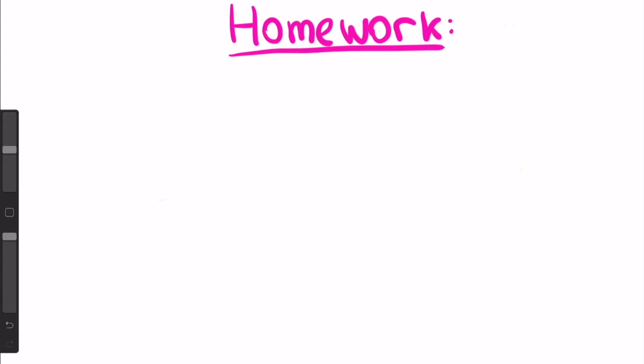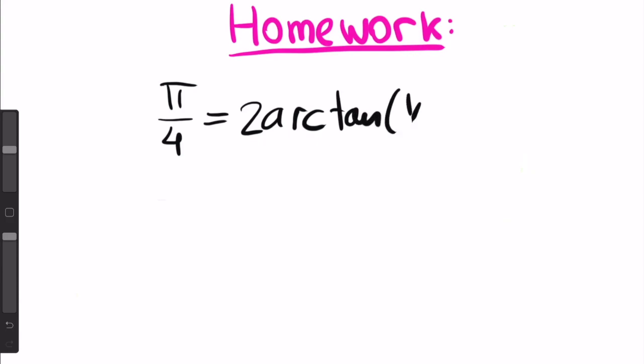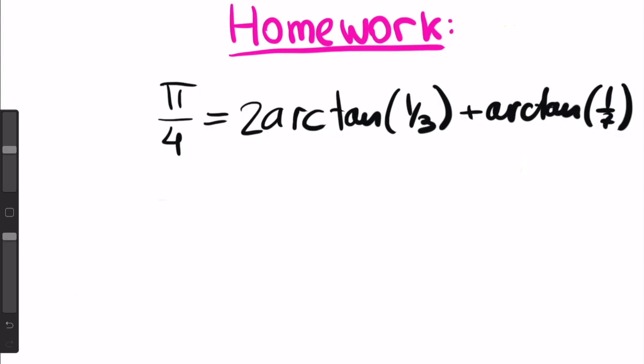You can only learn maths if you do maths, so after seeing this example, I want you to prove the following identity, that 2 arctan of 1/3 plus arctan of 1/7 is pi/4.